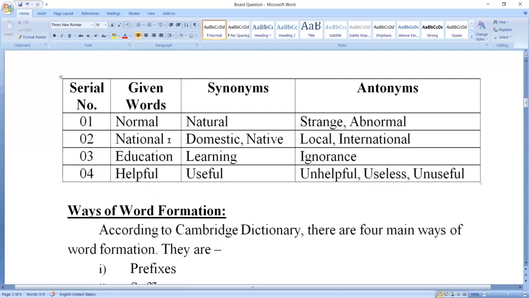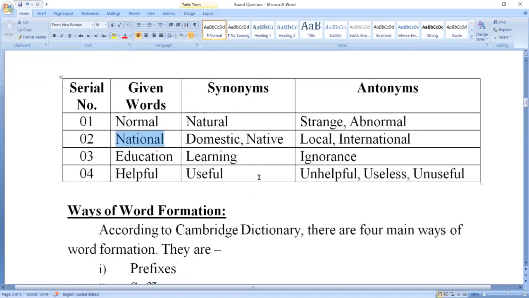In the same way, the given word is national. Now you are going to give some synonyms like domestic or native, which are similar in parts of speech, that is, they are adjectives, as national. But when you are going to find out some antonyms of national, you can choose a new word, that is local, and also you can add the prefix inter to make it an antonym, that is international. So international is the antonym of national. So how have you formed this word international? Just by adding a prefix to the word national.